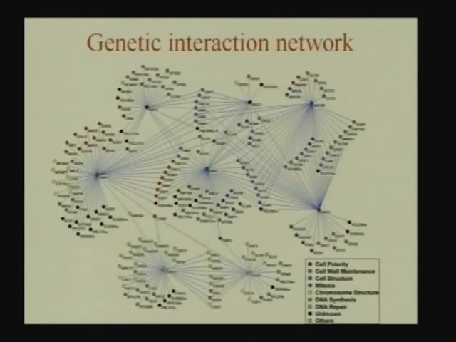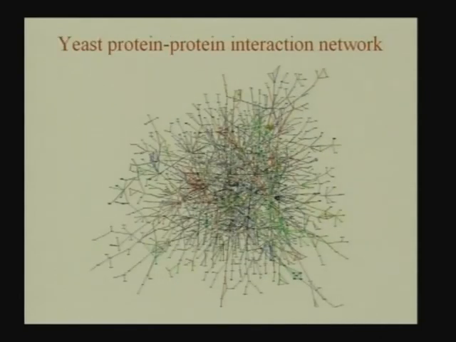This is the genetic interaction network, where you have different polarity, cell wall momentum, different types of nodes, and accordingly you have interactions with similar or different types, and this gives an entire complex network. This is the yeast protein interaction network. So, in a yeast, how proteins interact.